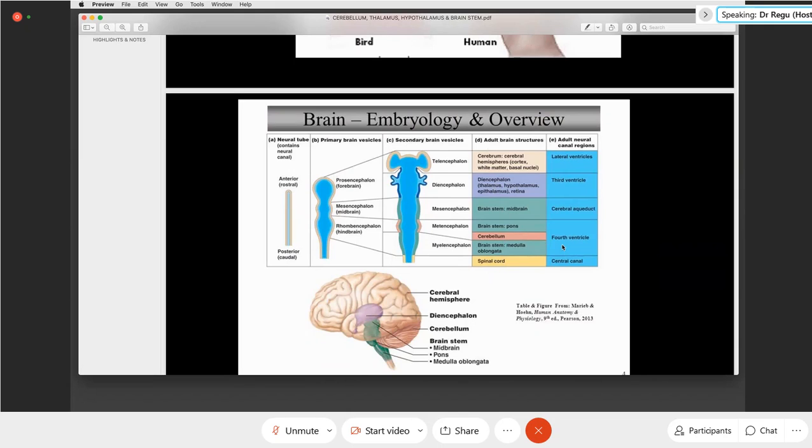Ventral describes what is in front, dorsal is at the back. But when the neural tube bends, naturally what is located dorsal now is actually on top. So that's why sometimes you find this confusing terminology in your neuroanatomy textbooks.